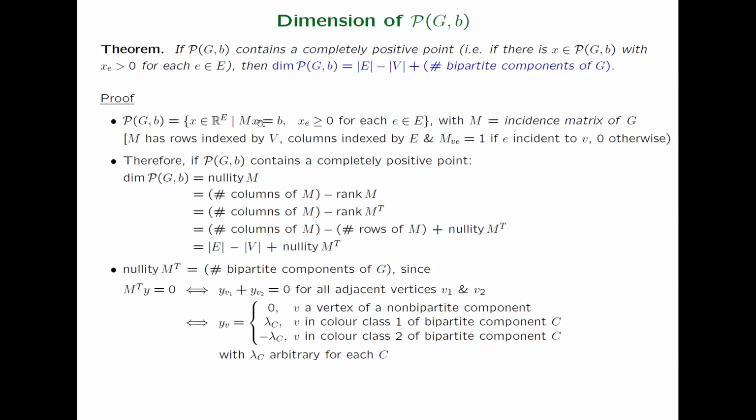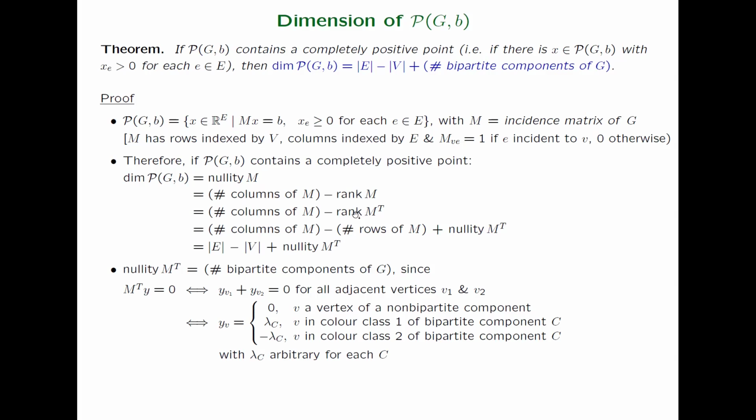So we certainly have at least one solution of this. We're just looking for the dimension of the null space of M. So the dimension is just the nullity of M. We know from the rank-nullity theorem that this is the number of columns of M minus the rank of M.